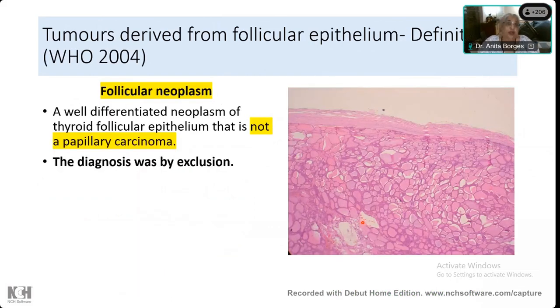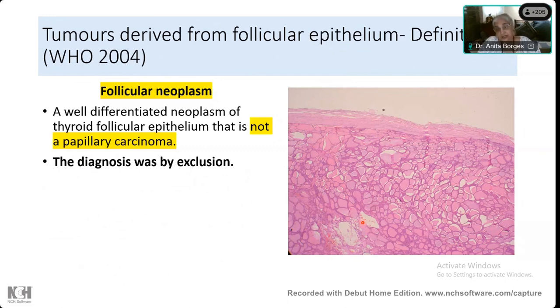All right, so now I ask the question: how do you define a follicular neoplasm? A follicular neoplasm is not defined of itself, okay? It is a well-differentiated neoplasm of thyroid follicular epithelium that is not a papillary carcinoma. It is a diagnosis by exclusion, right?